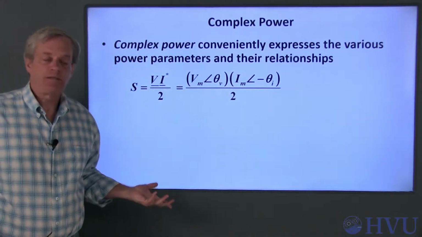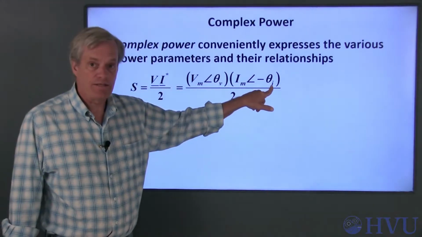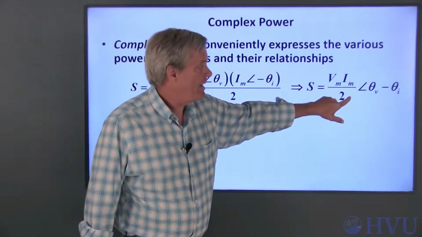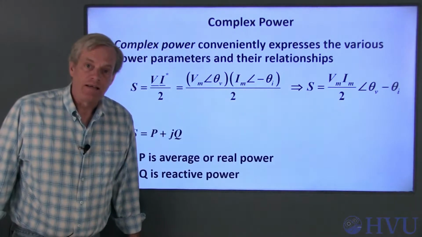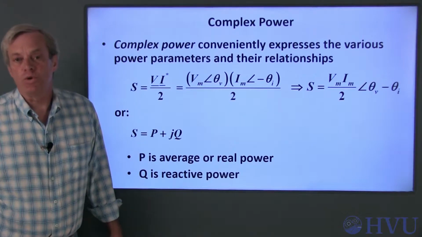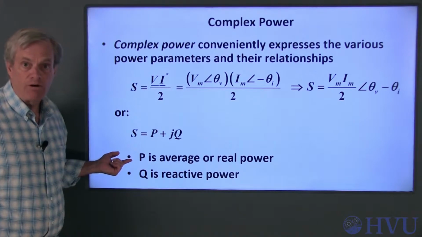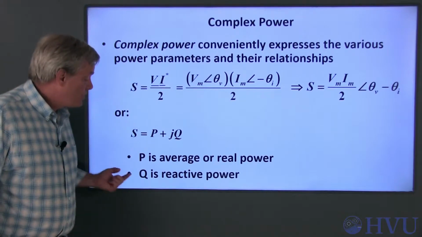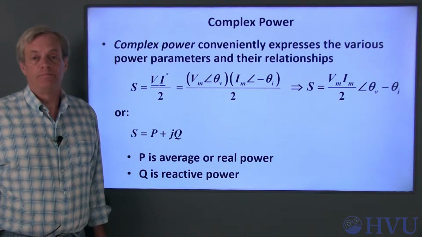When we multiply complex numbers in polar coordinates, we multiply the magnitudes of the numbers and add the phases. So the complex power is V sub m times I sub m over 2 at an angle of theta v minus theta I. In rectangular coordinates, the complex power is denoted as P plus j times Q. Since P is the real part of S, it's sometimes called the real power. As we'll see in the next slide, P is also the average power. Q is the imaginary part of the complex power. It's called the reactive power.